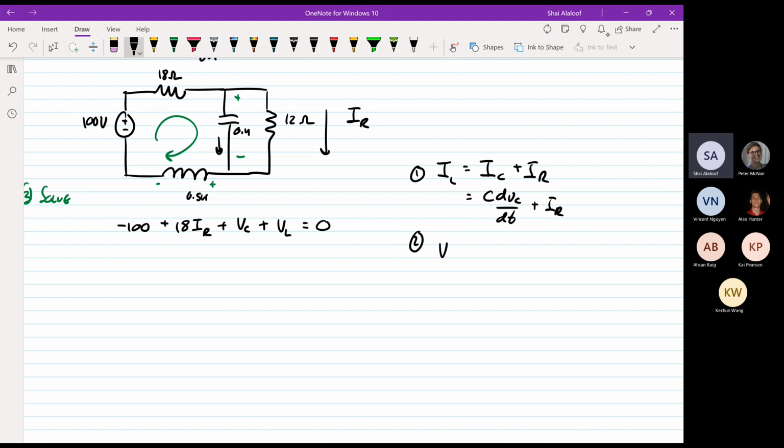Second equation I'm going to write is the voltage through the inductor.